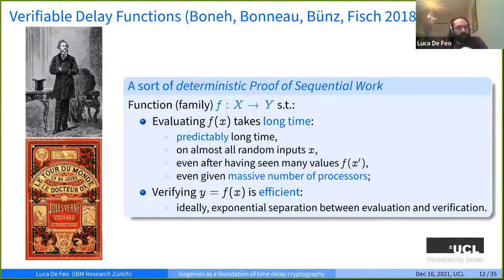So you can think of this as like the old problem, Jules Verne's Around the World in 80 Days. Phileas Fogg had done his world tour in 80 days. So he had done some long delay thing, but how does he prove when he comes back that he really has done this job? Of course, Phileas Fogg didn't need to prove because he's a gentleman and everyone believes a gentleman. But nowadays, gentlemen are a rare species. So we would like to have something that's cryptographically guaranteed.